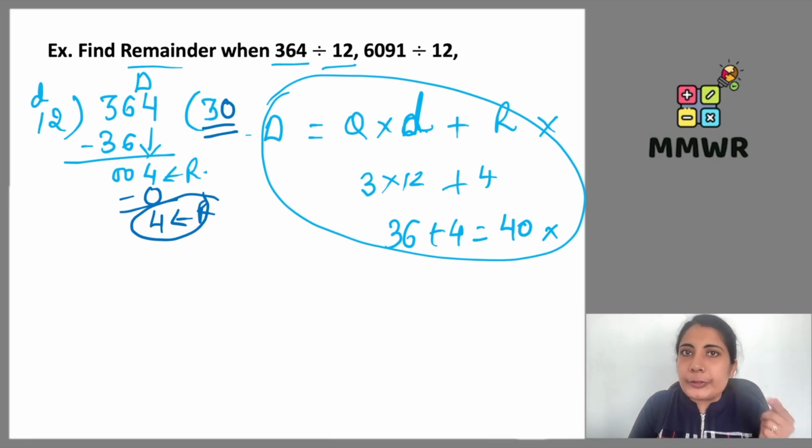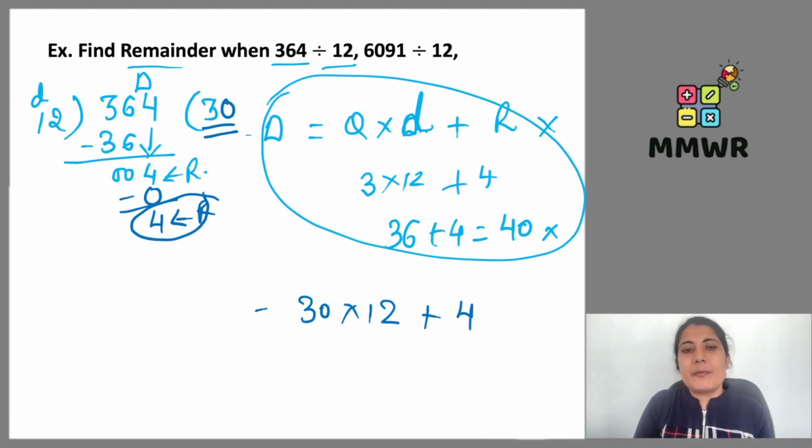So that's the difference. We always have to be aware of this difference: when it is not divisible, we have to put the 0. So the quotient is 30 now. Divisor is still the same, 12, and the remainder is also still the same, 4.